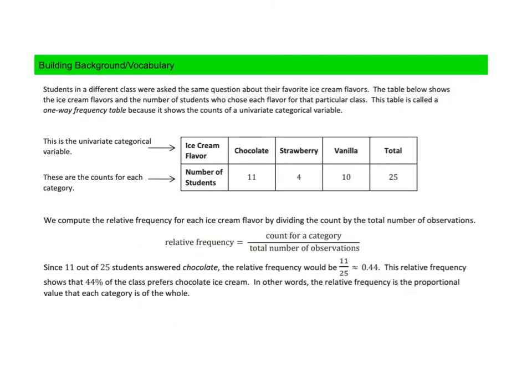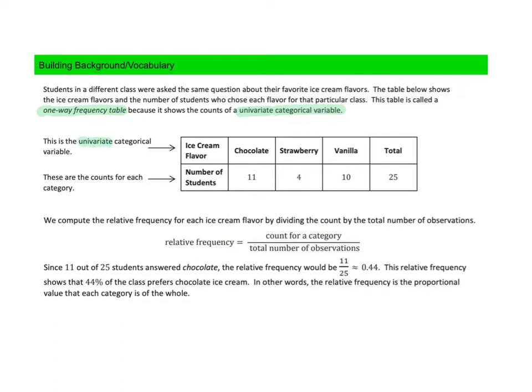Okay, to just build some background and vocabulary for you, I'm going to go through this slide. It's going to help us out a little bit. It says students in a different class were asked the same question about their favorite ice cream flavors. The table shows the ice cream flavors and the number of students who chose each flavor for this class. This table is called a one-way frequency table. Please highlight that, one-way frequency table, because it shows the counts of a univariate categorical variable. So a few things I want to show you here.